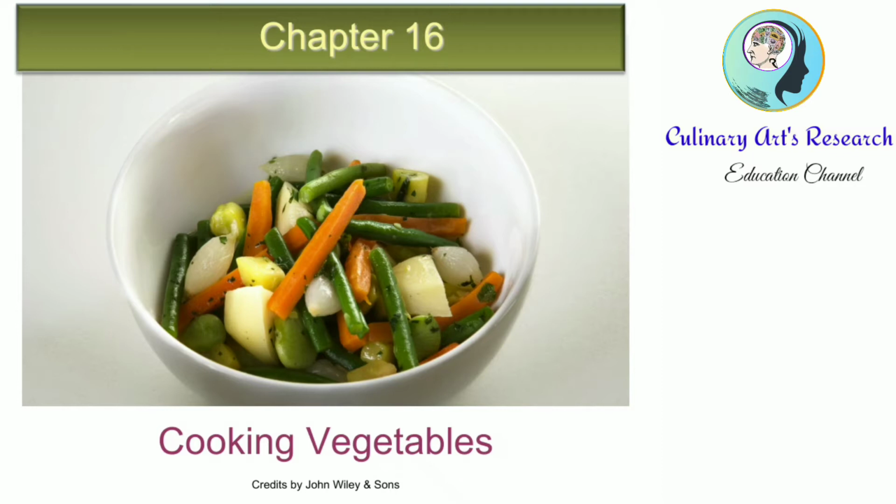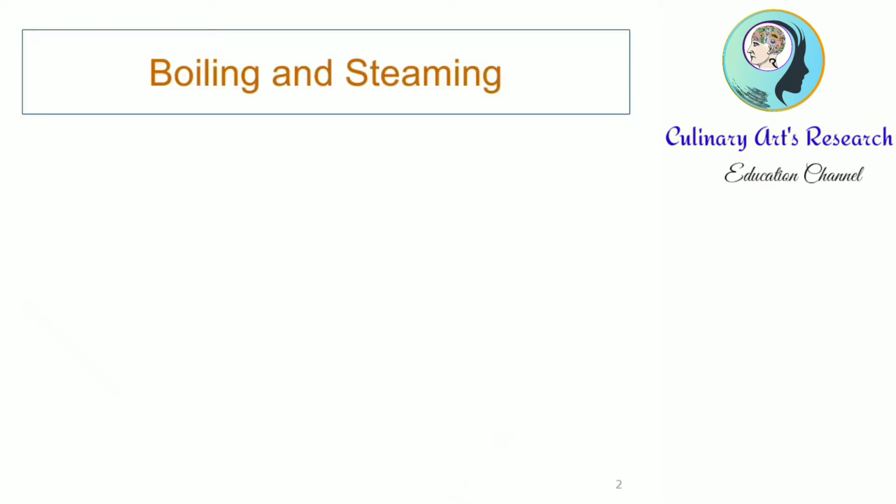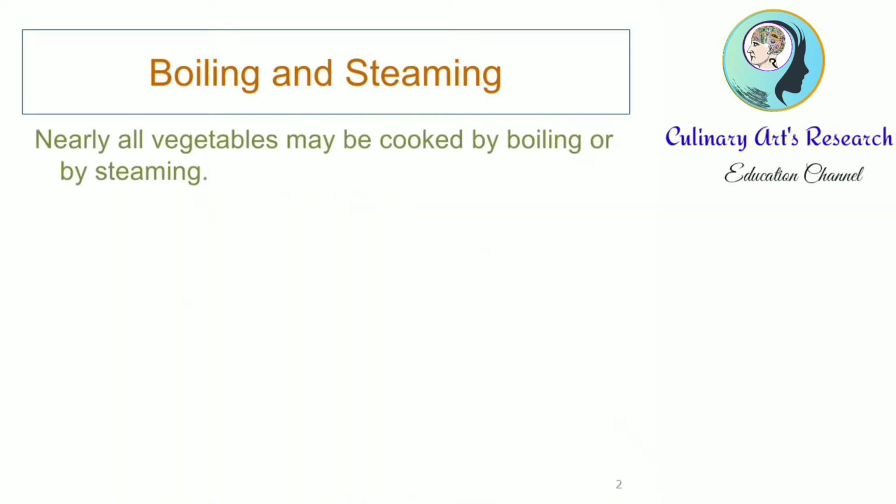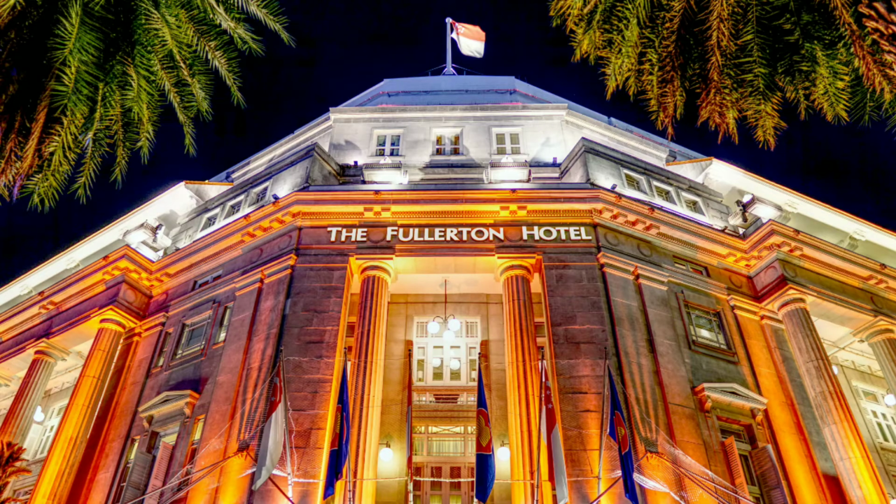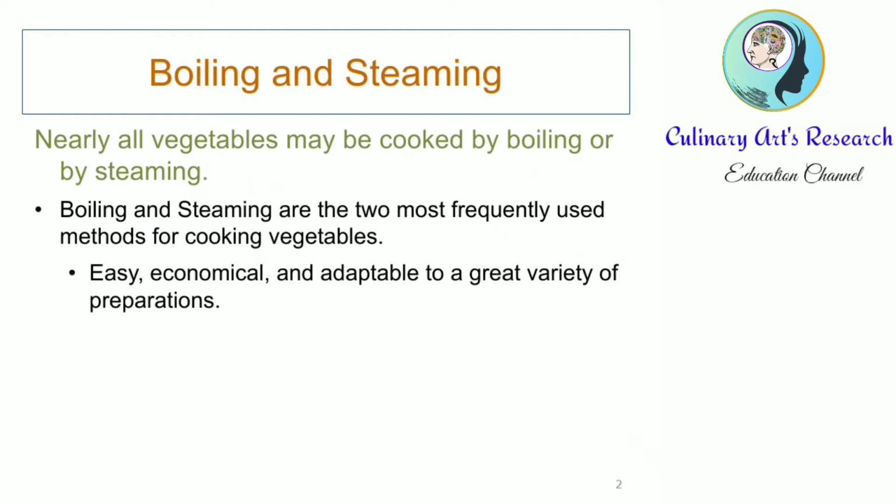Let's start today's video, which is about chapter 16, cooking vegetables. First is boiling and steaming. Boiling and steaming are the two frequently and widely used methods by different types of hotels, restaurants and various other people around the world. These are the two most popularly used methods for cooking vegetables because they are easy, economical and adaptable. Due to these three reasons, they are used in great variety by different types of people around the world.